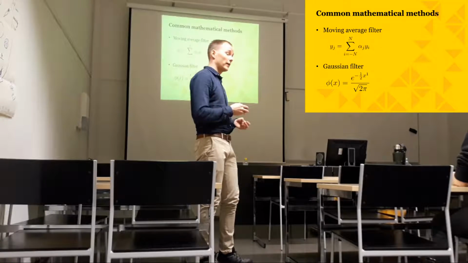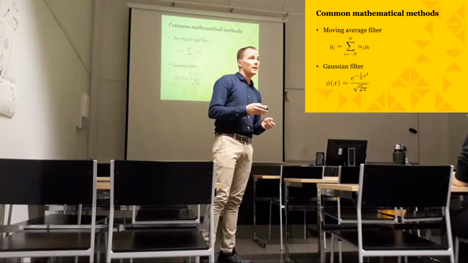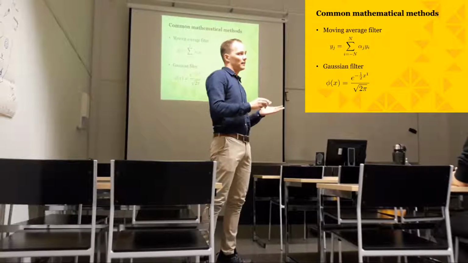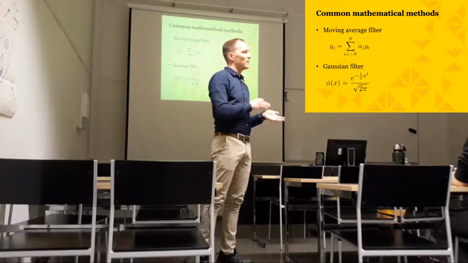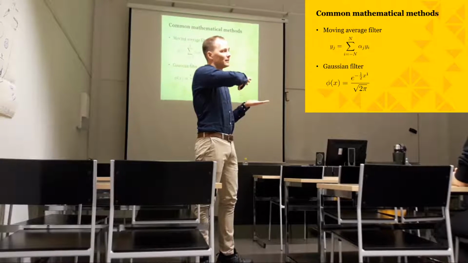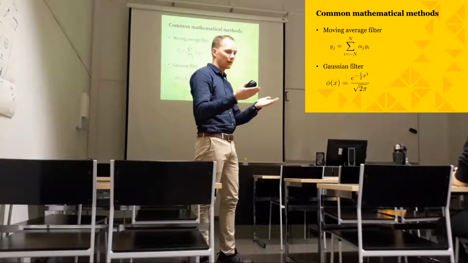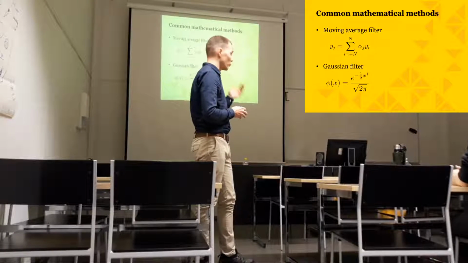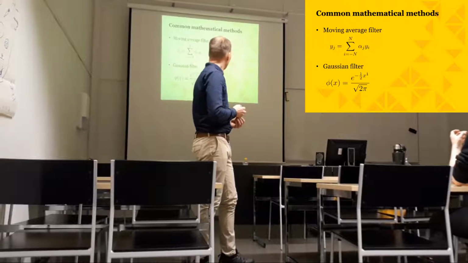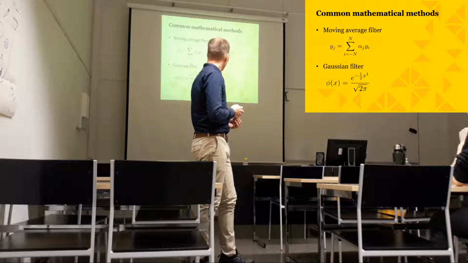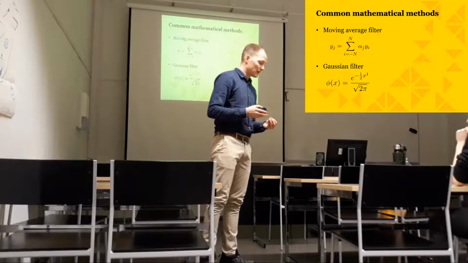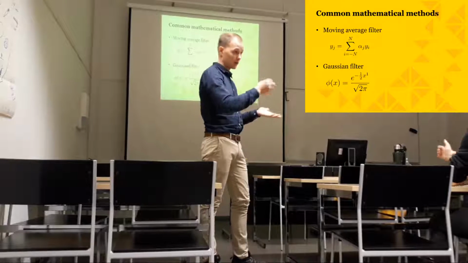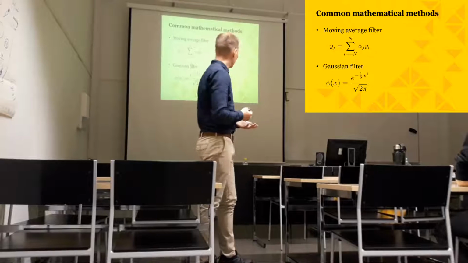For example, there's a moving average filter. It makes the signal a little bit smoother, and this way maybe we can detect the actual signal that we are trying to look for. This could be used, for example, for filtering background noise. Gaussian filter: its impulse response is a Gaussian curve. In some applications, it could be useful.